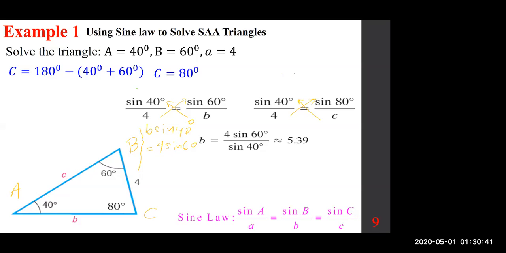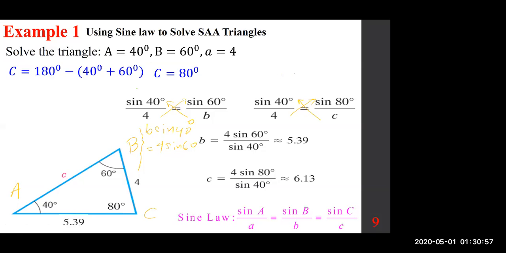You do the cross product. C times sine 40 is 4 times sine 80. And then 4 times sine 80 has to be divided by sine 40 to give you the answer. So I hope you're okay with that. And now we have everything.